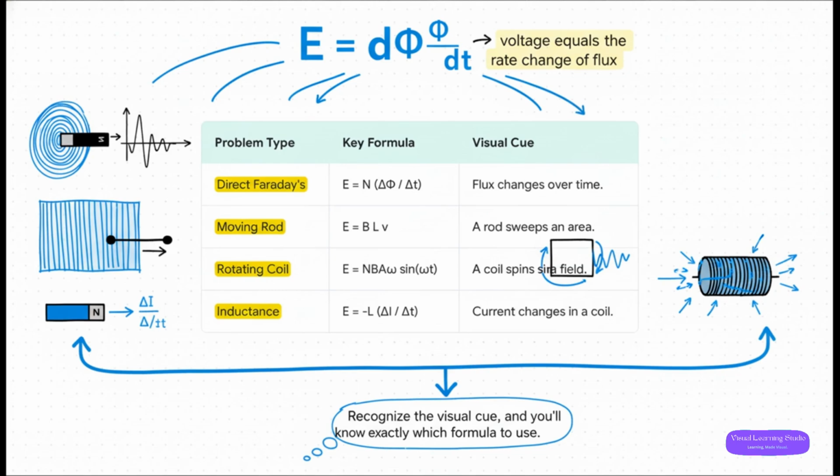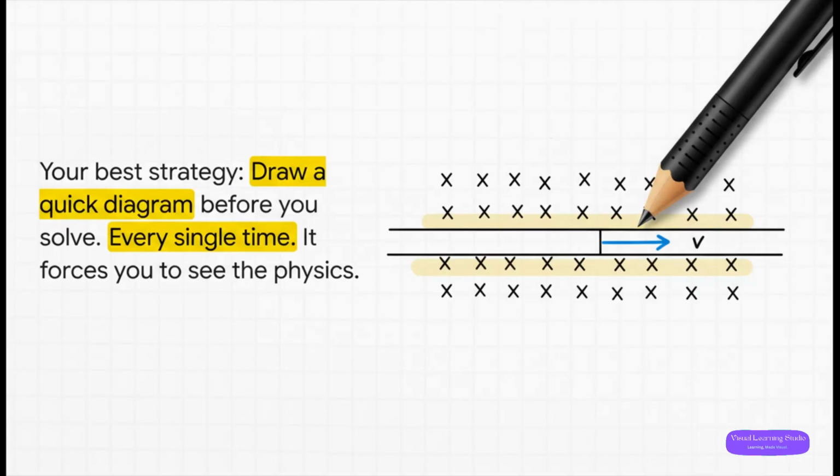Voltage is created when you change the flux. That's it. Whether it's a moving rod sweeping out an area or a coil spinning around, it's all the same physics. Your only job is to spot the visual cue, and you'll know exactly which version of the formula to use. And listen, if you take away one practical tip, let it be this one. This will save you so many silly mistakes.